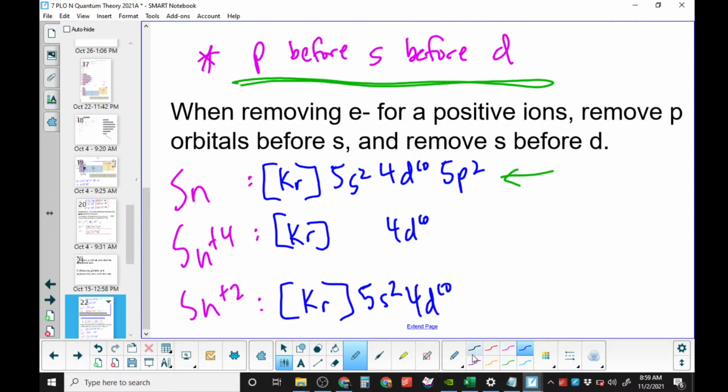Yeah. So we're still taking off the outermost one. If we only take off 2, we take off the P's. But if we have to go beyond that, we skip the full D's into here. Now, if for some reason we found like a 10 plus 6 ion, then we would start pulling from the D's. But that will almost never happen.